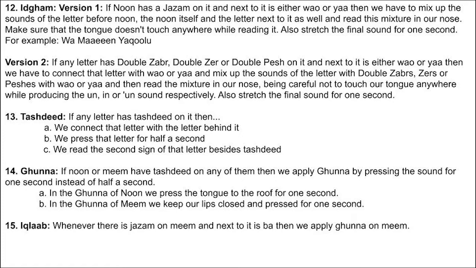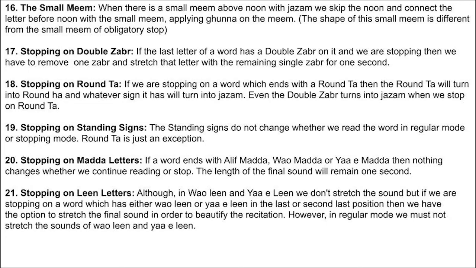Iqlab. Whenever there is jazm on meme and next to it is ba, then we apply ghunna on meme. The small meme. When there is a small meme above noon with jazm, we skip the noon and connect the letter before noon with the small meme, applying ghunna on the meme. The shape of this small meme is different from the small meme of obligatory stop.